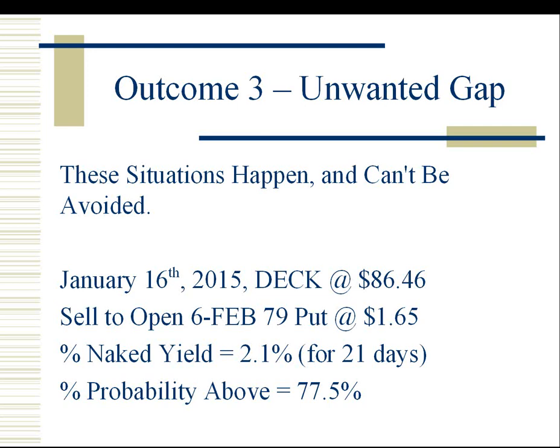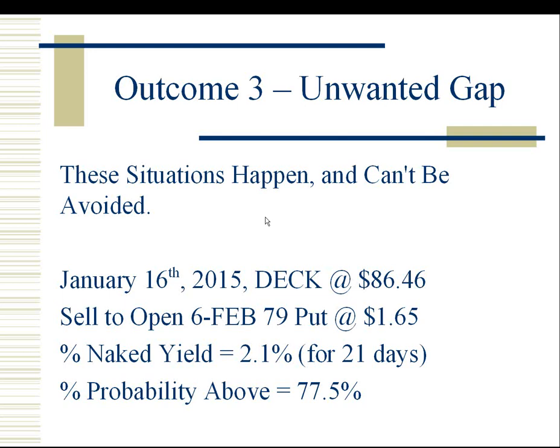We want a good probability, maybe above 75%. So on January 16th, we could have sold to open the 6th of February expiration this Friday, 79 strike put at $1.65. It's a pretty good premium. This gives us a 2.1% naked yield on our investment for 21 days. And of course, at that time, we had a probability that the stock would stay above our put strike price of 77.5%.